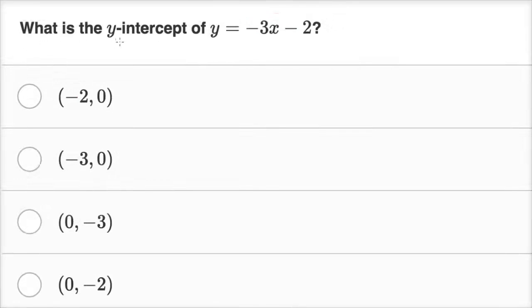So we're asked, what is the y-intercept of y is equal to negative 3x minus 2? So once again, we already have it in slope-intercept form. It's already been solved for y. It's of the form y is equal to mx plus b, where m, our slope, is given right over here, negative 3, but they're not asking for our slope. They're asking for the y-intercept. Well, the y-intercept is given by b here, so b is negative 2. Pay close attention to the sign here. So b is equal to negative 2.